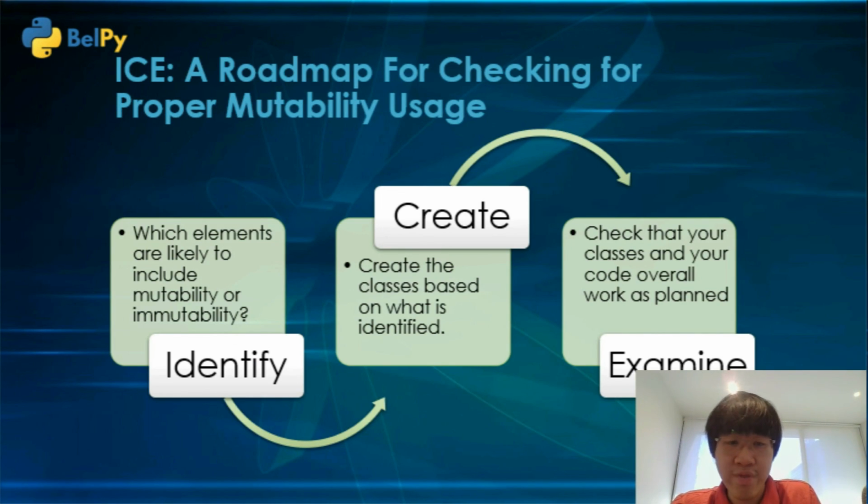And I'd like to briefly introduce ICE, which is a roadmap for checking proper mutability usage. It stands for identify, create, examine. Firstly, we identify which elements are likely to involve mutability or immutability. We then create classes based on what is identified, and we check that all classes and code work overall as identified. That helps a lot with the overall planning for mutability usage.